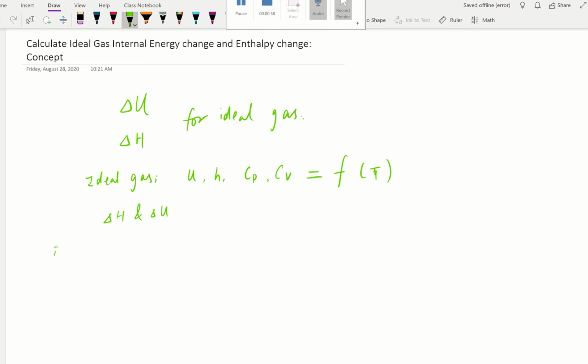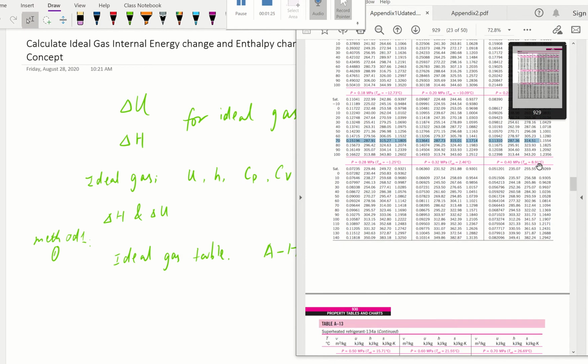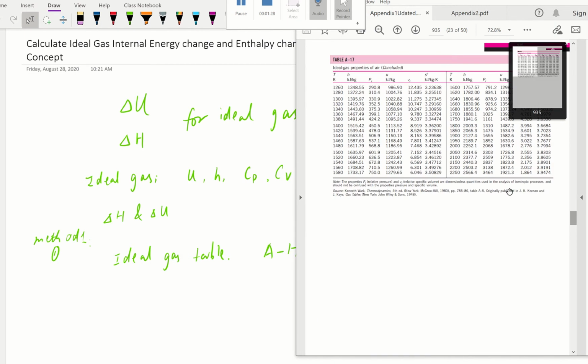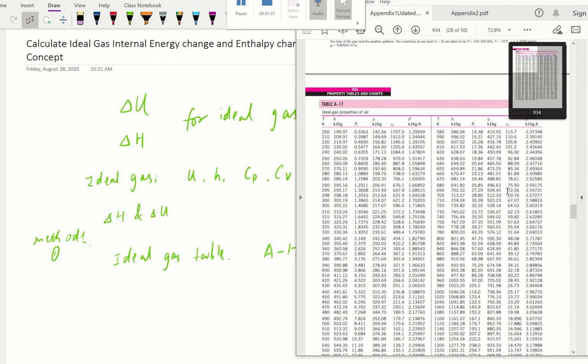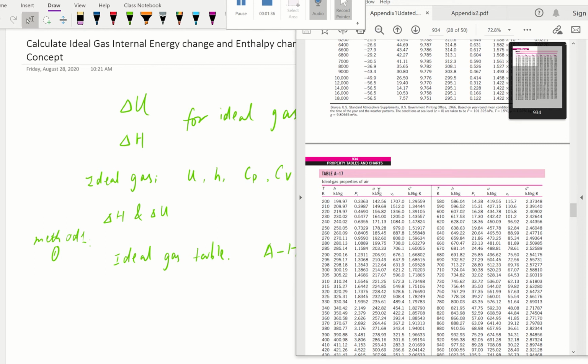So the first method, probably the easiest way to do it, is to look at the ideal gas table in your book. That's going to introduce us to some new tables, table A17 and up. So let's take a look at it. Let's look at what table A17 is. A17 is ideal gas properties for air, okay?